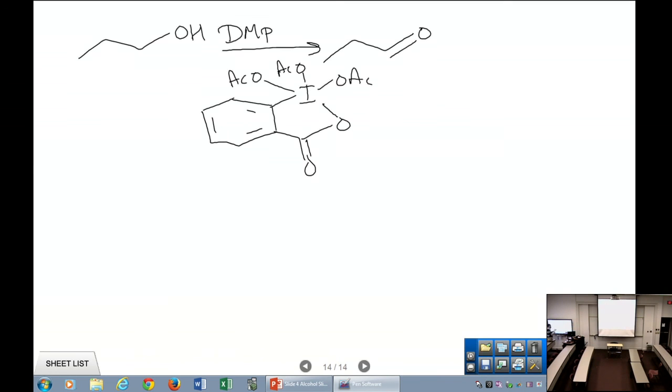I'm going to use lots of slides here to get this all in. So we're going to have our alcohol. That alcohol will attack the iodine. The iodine is really electron poor. It will attack the iodine and knock an acetate off of the molecule.